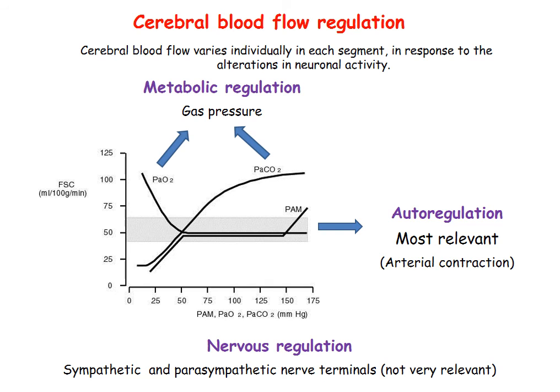We can also have a nervous regulation of the cerebral blood flow. Both sympathetic and parasympathetic nervous systems are implicated in the regulation of cerebral blood flow, but among all of the mechanisms implicated in this regulation, the nervous regulation is the least relevant.